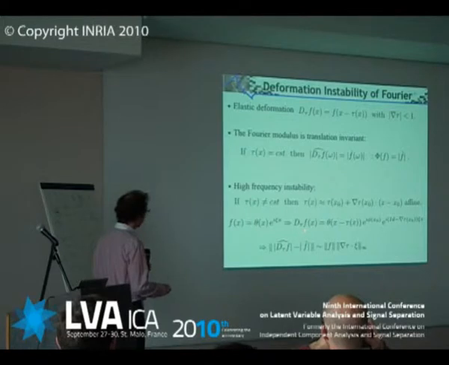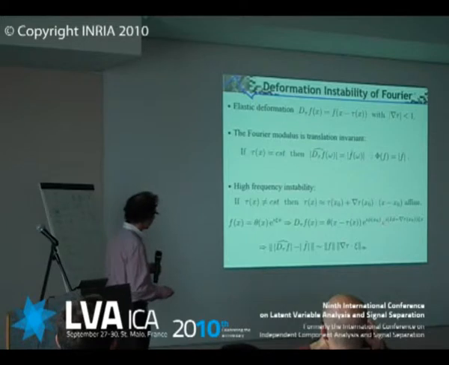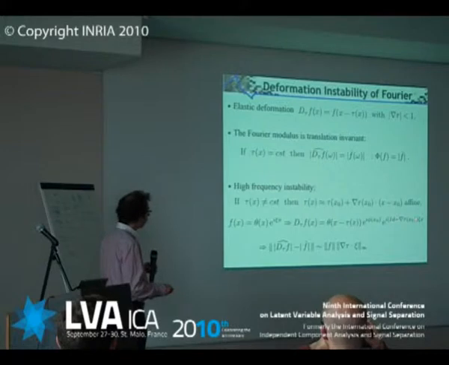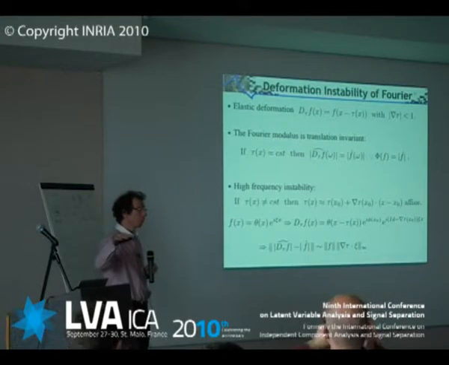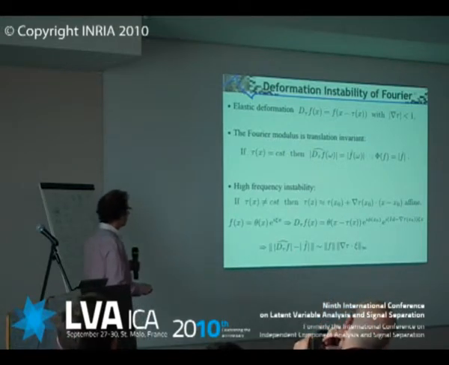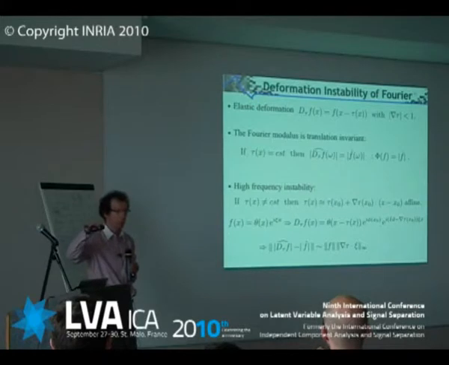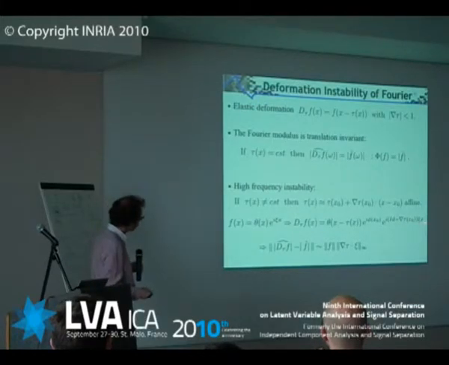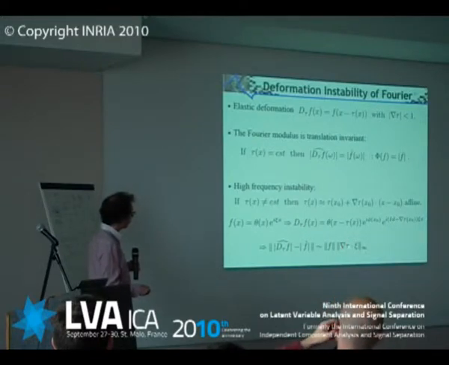You deform your function. So the Gaussian is going to be deformed, but that's okay. It will still look more or less like a Gaussian. But now take your frequency modulation here. It's still going to be a frequency modulation, but because of the affine component, the frequency is going to be shifted. So if you now look at the distance between the deformed signal in the Fourier domain and the original signal, because you had a shift of the frequency and the shift is proportional to the amplitude of the frequency, the distance is not going to be proportional to grad of tau, but to grad of tau multiplied by the frequency. What does that mean?